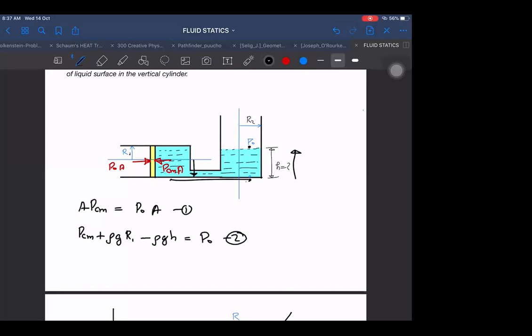Equation 2 we are getting by applying what? By applying the equation of integral of dp, that equation which we simply say the pressure variation equation from one point to the other points. That is the second equation. By these two we are getting R1 is equal to H.